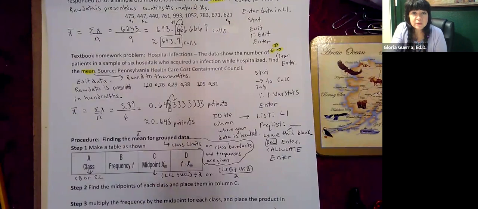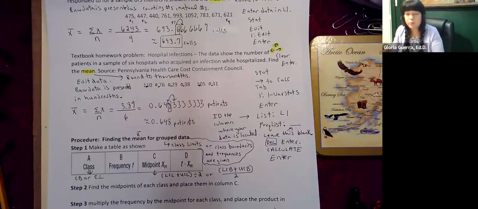Hello, class. All right, so I'm going to pick up where we left off in our previous Zoom video, where we were talking about finding the means for group data, and we're at the bottom of your workbook on page 59. This is page 59.